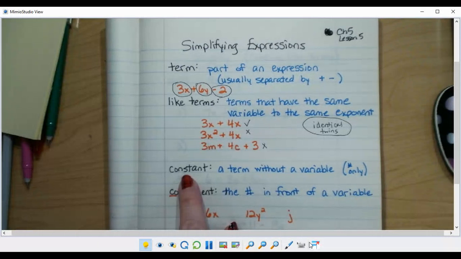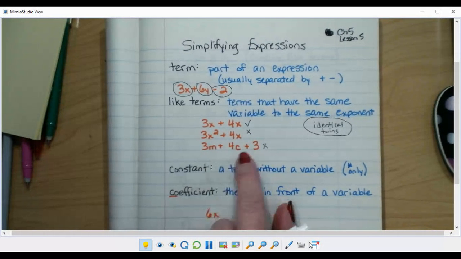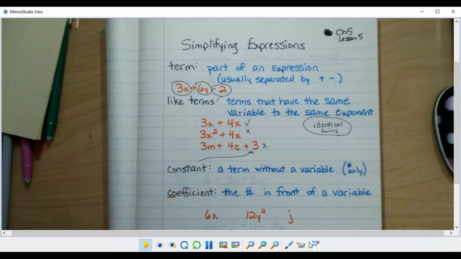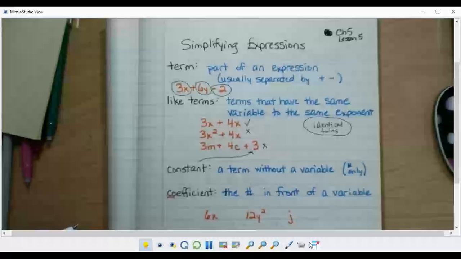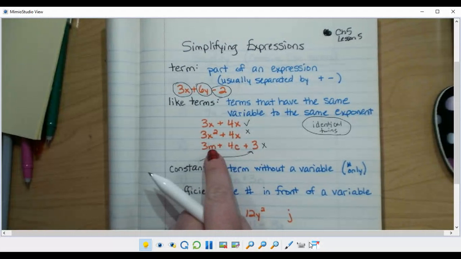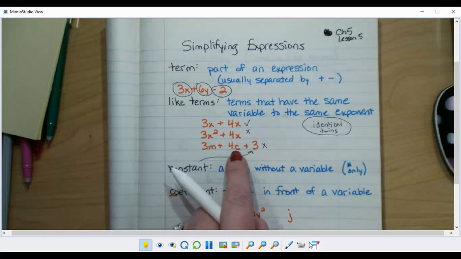All right, a constant is a term without a variable. It's a number only. So if I go back to my last example up here, the 3 at the tail end is a constant. Now, if you go to the word variable, vary means to change. So this can change and this can change. But the word constant means that it stays the same. It does not change. 3 will always be 3. This will not change. It is constant, where this can change or vary depending on what c equals.